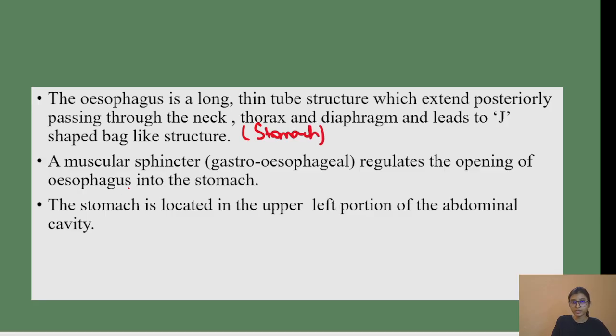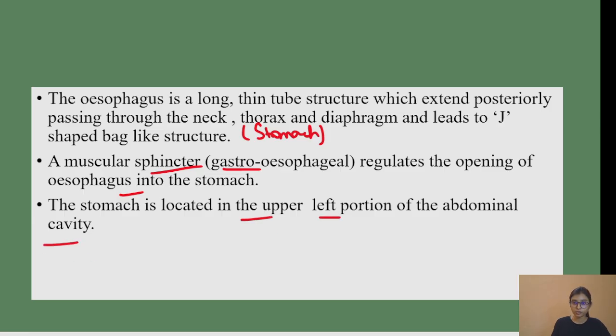Now, there is a muscular sphincter called the gastroesophageal sphincter that regulates the opening of the oesophagus into the stomach. So, how is the food going to enter into the stomach? With the help of this muscular sphincter, which regulates the opening and closing. The stomach is located in the upper left portion of the abdominal cavity. So, the location of the stomach is also important.